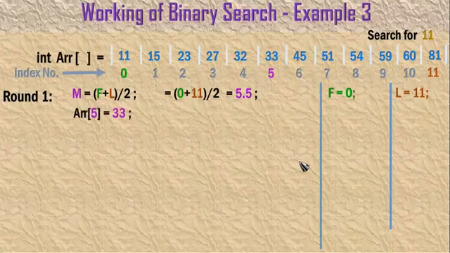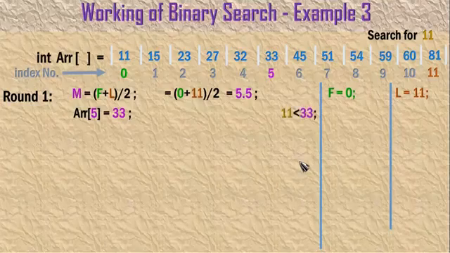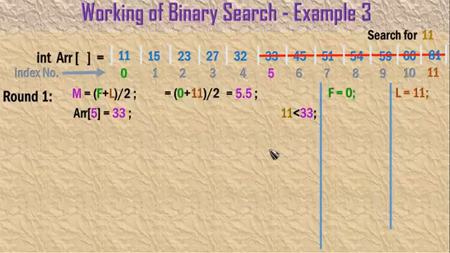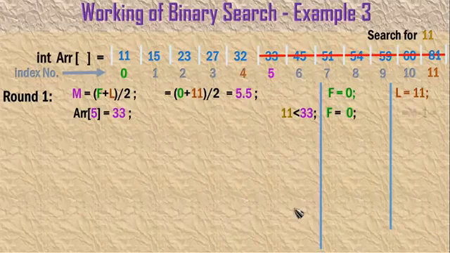At 5, 33 is the value available. 11 is lesser than 33. So in the index numbers greater than the middle element, we don't need to search. The first index of the new segment of the array will be 0. The last index will be middle index minus 1, that is 4.